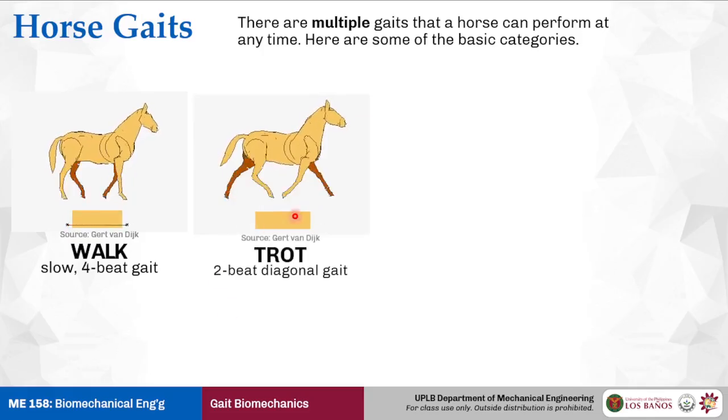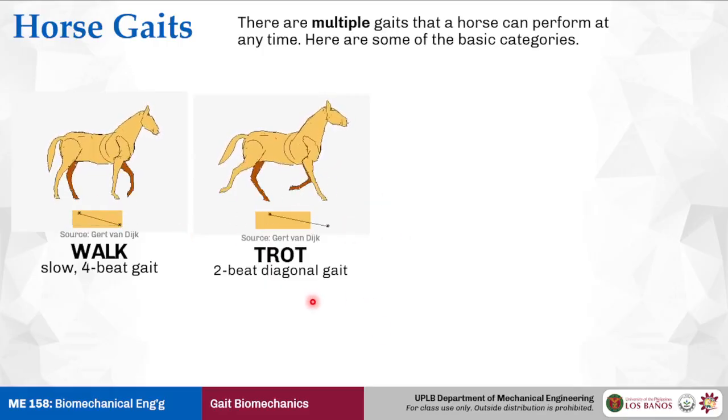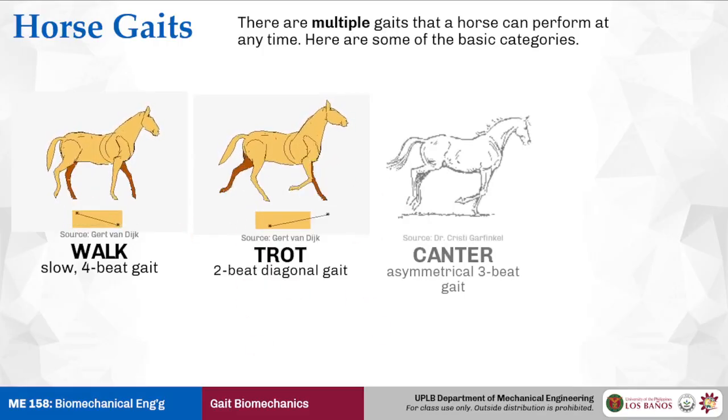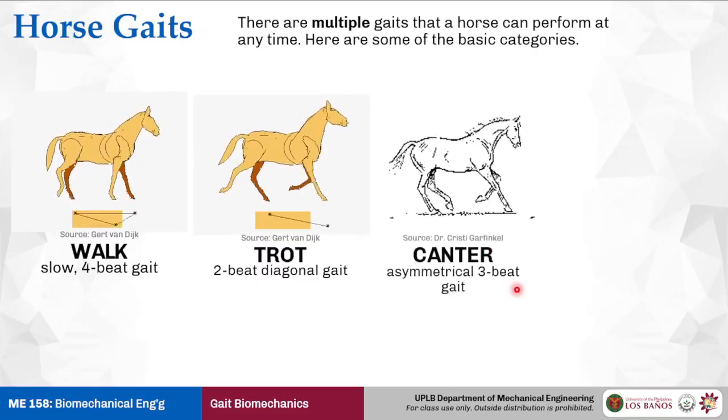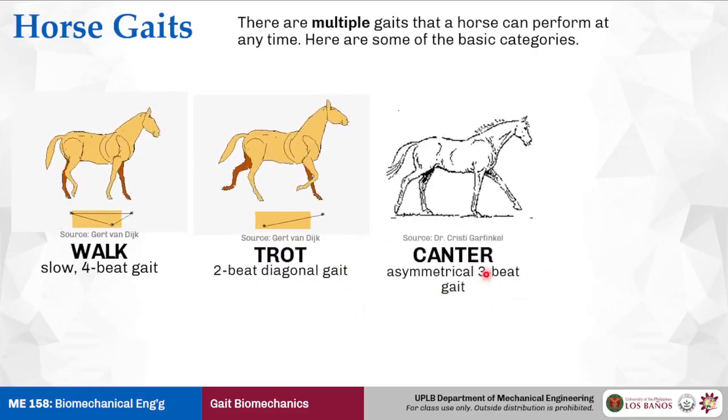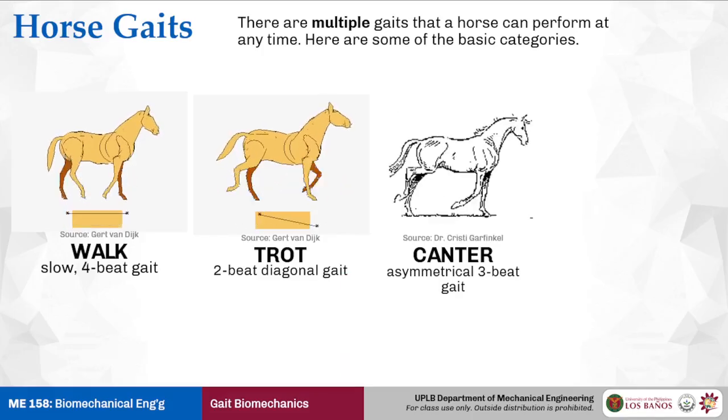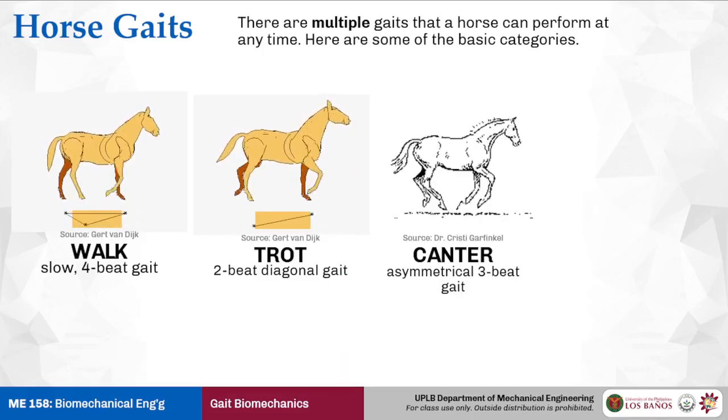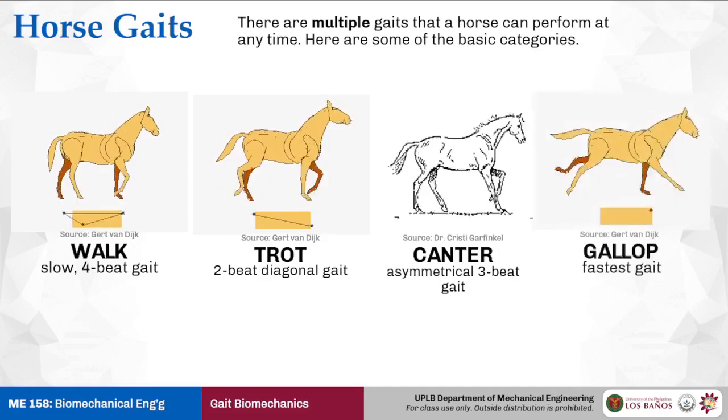If you can see here, you have a diagonal gait, so the opposite hind and front legs are contacting at the same time. You also have what we call the canter, which is an asymmetrical three-beat gait, which is kind of unusual, but yeah, it is what it is. And the fastest gait of the horse is what we call the gallop.